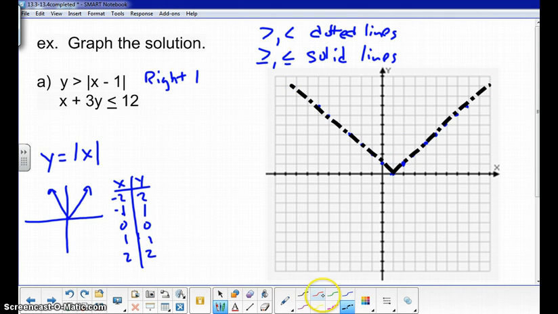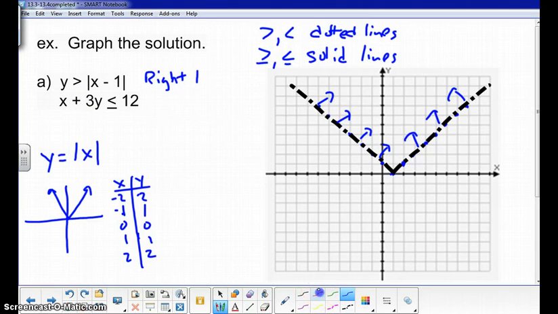And let's take a look at our shading here. With our shading, we are saying when are our y values greater than the graph. So our y values below the V, are those greater than the graph, or the ones inside the V? The ones inside the V are greater. So at this point in time, I'm just going to put arrows to show that's the direction that I would shade for the first inequality.